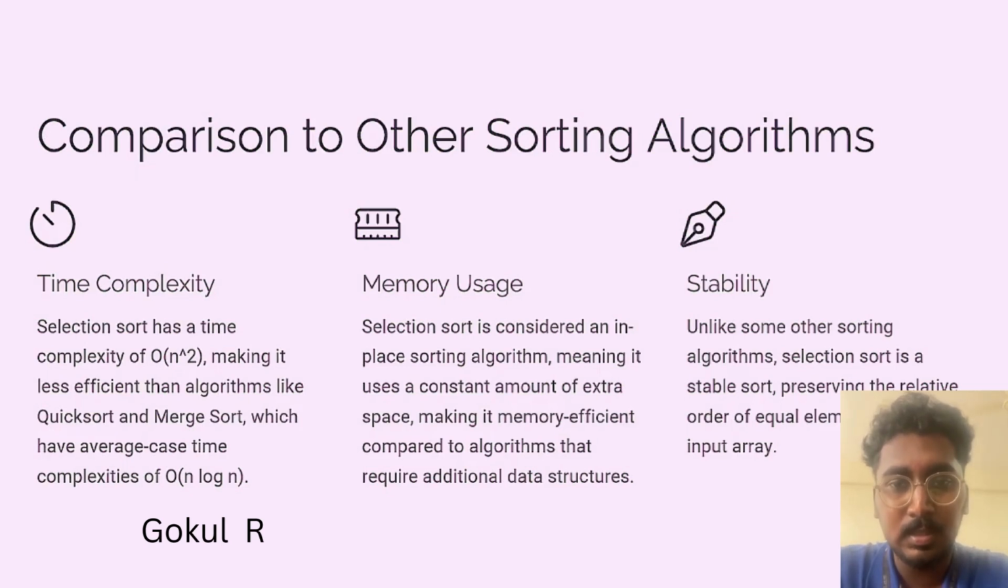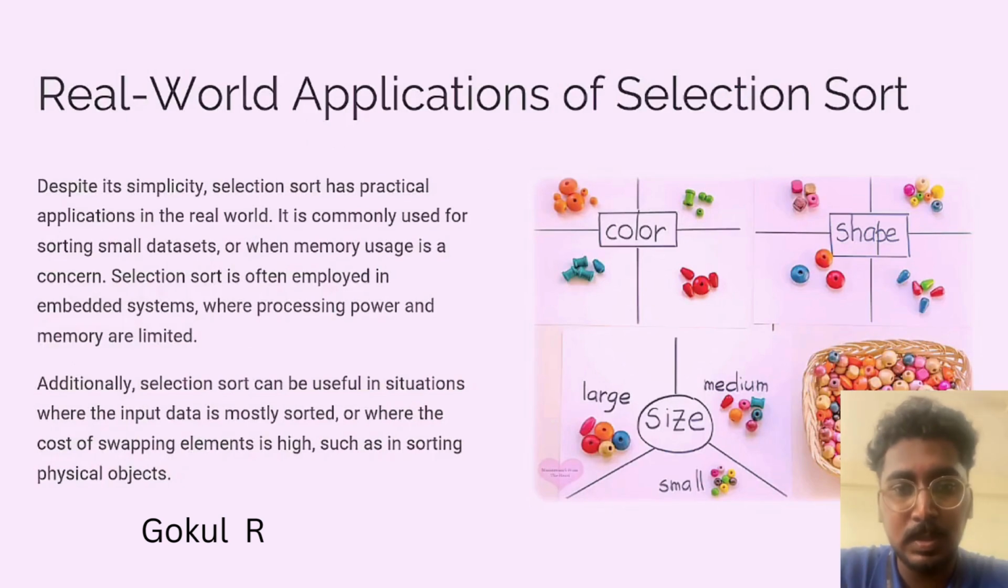Stability. Unlike some other sorting algorithms, selection sort is a stable sort, preserving the relative order of equal elements in the input array. Real world application of selection sort: despite its simplicity, selection sort has practical applications in the real world. It is commonly used for sorting small data sets or when memory usage is a concern.